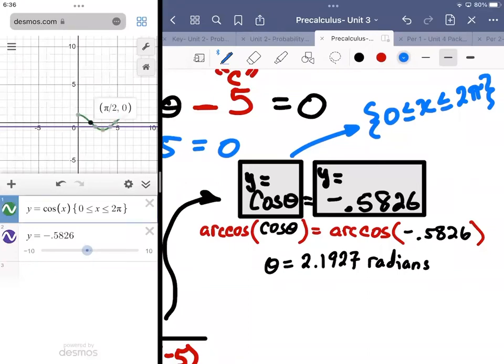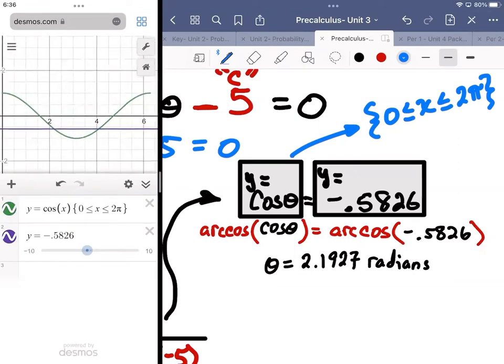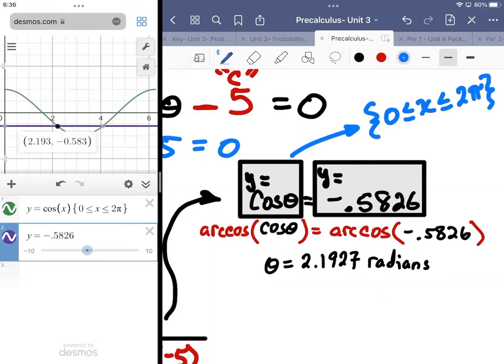Now, if I tap on those intersections, I'll bring it in a little closer. Tap on those intersections. You see that there's multiple intersections. I have 2 answers here, and I'll show you where the other one comes from in a second. But we have theta is equal to 2.1927. They say 2.193. It's the same thing because it rounds to the same value. But theta would also be equal to 4.09 radians.